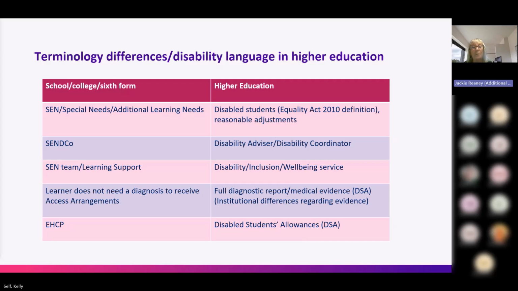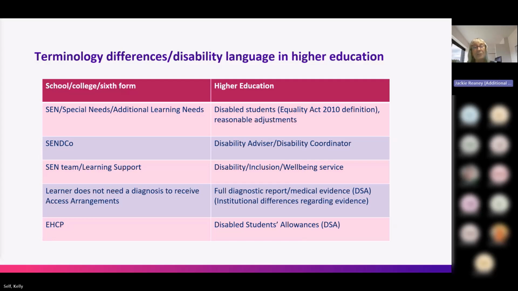Whereas at the moment you might be at school or at college, your students would not need to have a full diagnosis, but maybe just a discussion about access arrangements. That does change when we move into a university context.